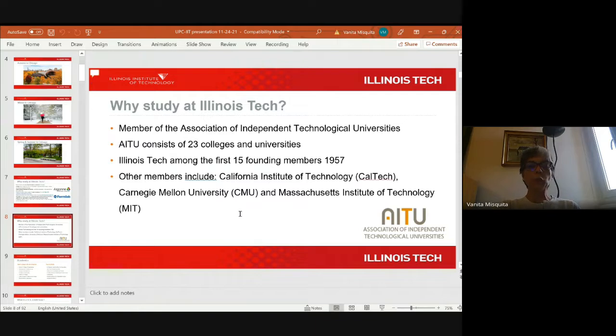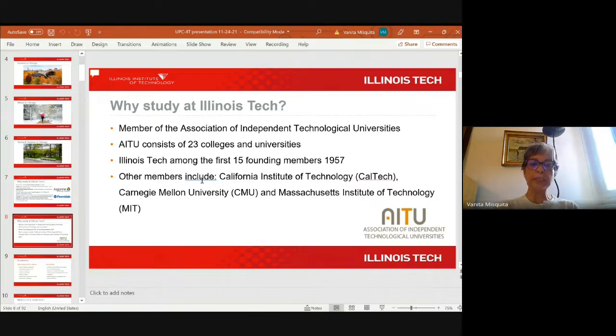Illinois Tech is also a member of the Association of Independent Technological Universities. This comprises 23 private colleges and universities. Illinois Tech was among the first 15 founding members. Other private universities include MIT, Carnegie Mellon, Caltech, to mention a few.